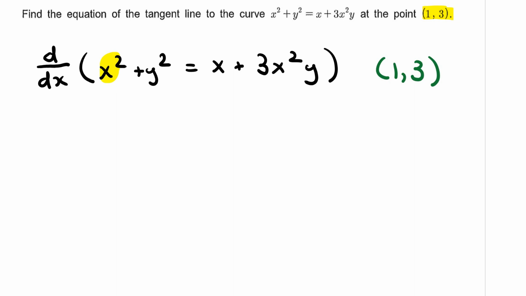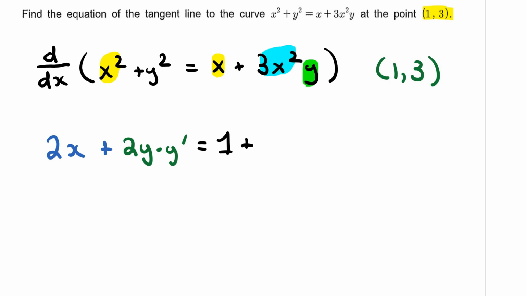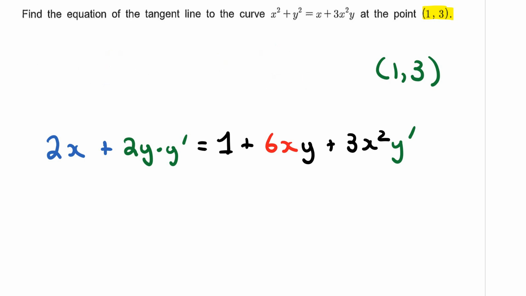All right, so let's go ahead and take the derivative here. So x squared is going to be 2x plus, and then the derivative of y squared is 2y times y prime, and that's going to equal, well, the derivative of x over here is going to be 1, so 1 plus, and then we have a product rule here, right? So this right here is a product rule, right? So that's going to be 6x times y plus 3x squared times y prime. Okay, and just like in the previous exercise here, we won't move anything around, and let's see if we can actually calculate the derivative value at the point 1, 3.